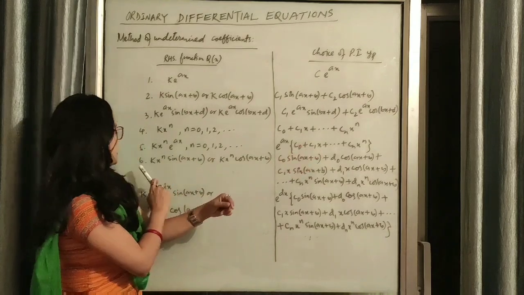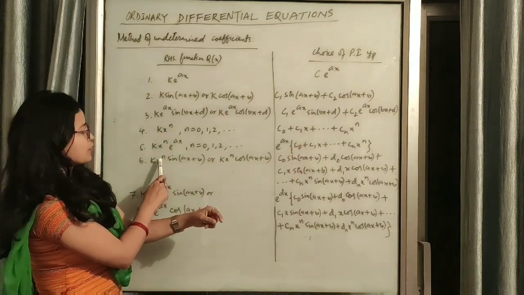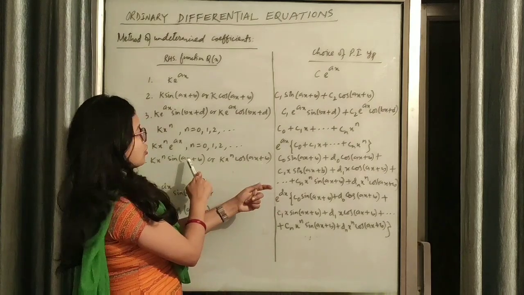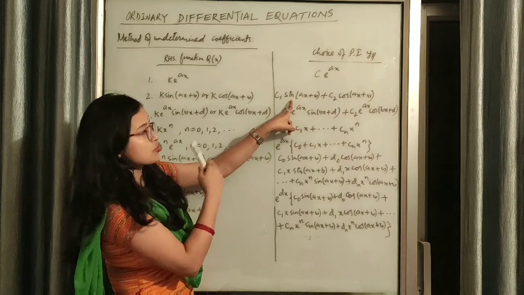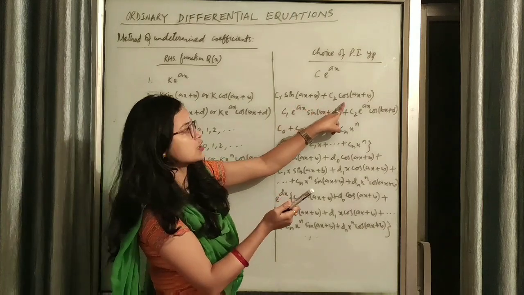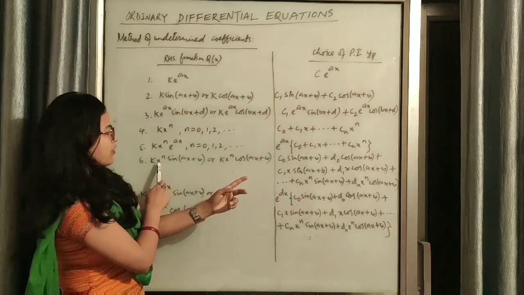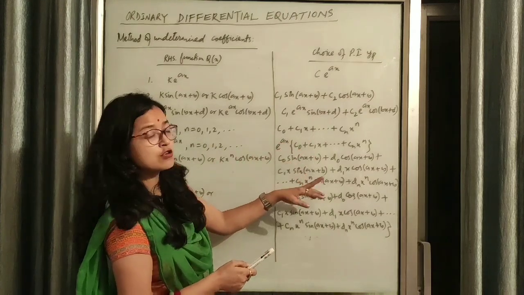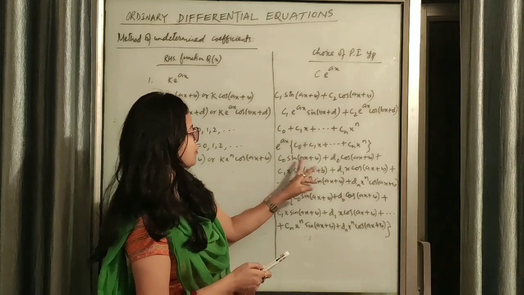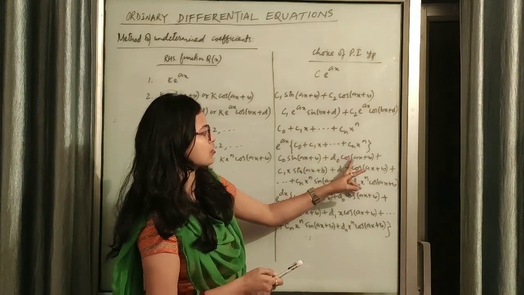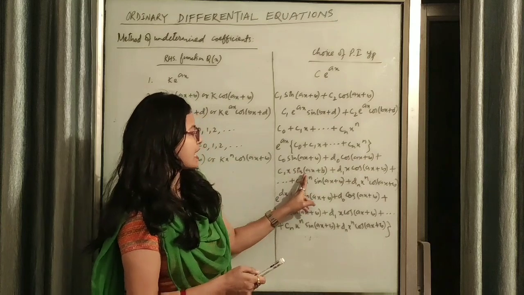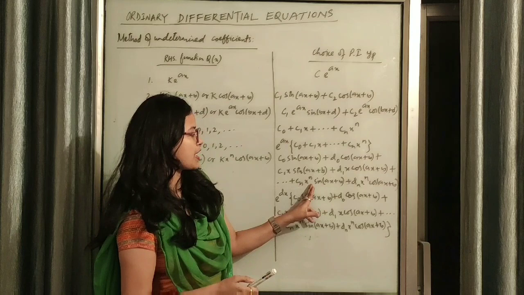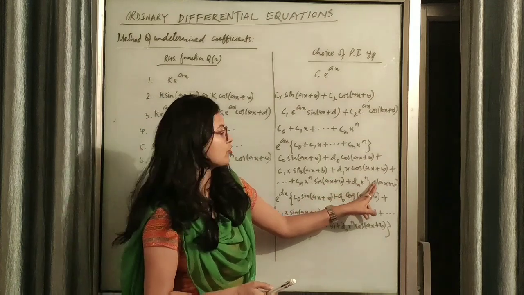Next, if the function is of the form k x to the power n sin(ax plus b) or k x to the power n cos(ax plus b), for the trigonometry what do we have? The choice of PI is c1 sin(ax plus b) plus c2 cos(ax plus b), and for the power function we have the polynomial, so we will combine that. So the choice of PI will be of this form: c naught sin(ax plus b) plus d naught cos(ax plus b) plus c1 x sin(ax plus b) plus d1 x cos(ax plus b) plus up to cn x to the power n sin(ax plus b) plus dn x to the power n cos(ax plus b).